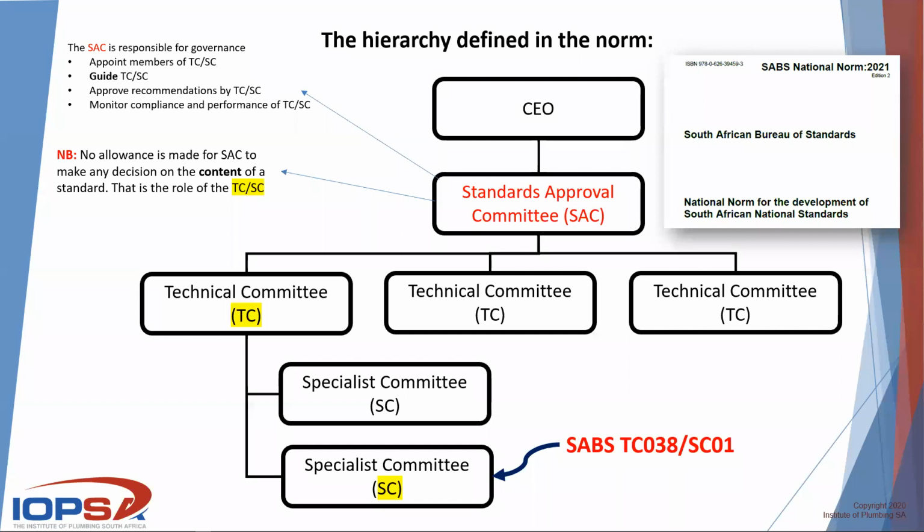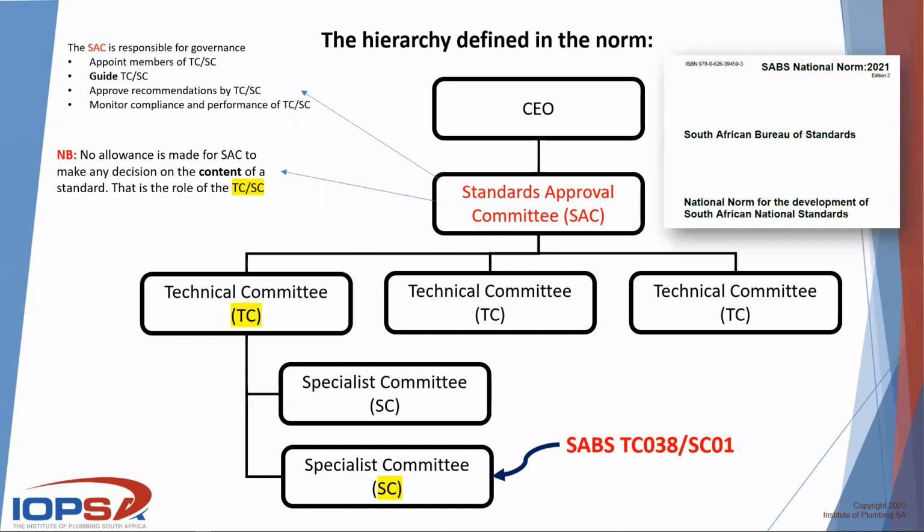Quickly going back to the Standards Approvals Committee, what are they authorized to do? They are responsible for governance. They appoint the members of the TC. They can guide the TC. They can approve recommendations. So the TC will make a recommendation, say, these are the requirements that should be in the standard. And then the SAC has the responsibility to review that and approve that.